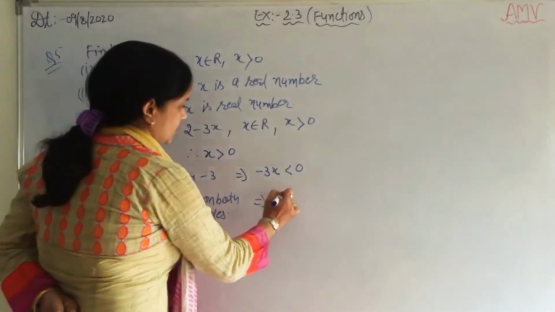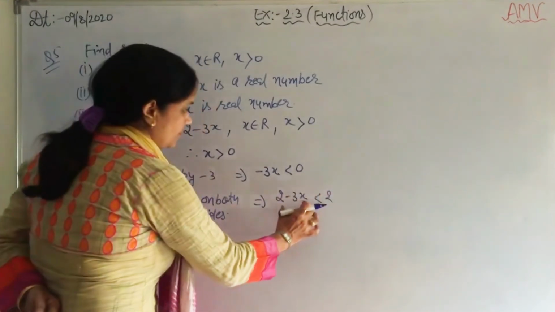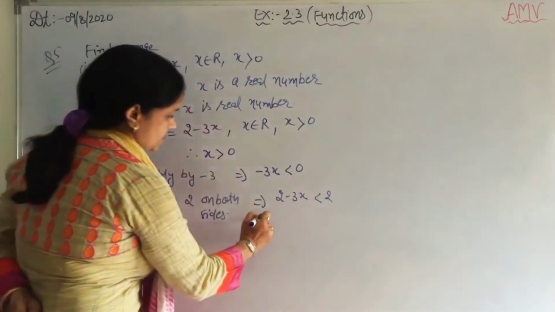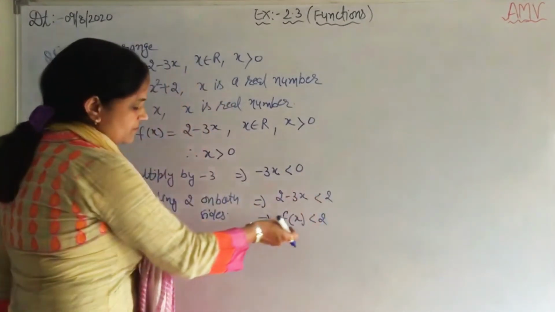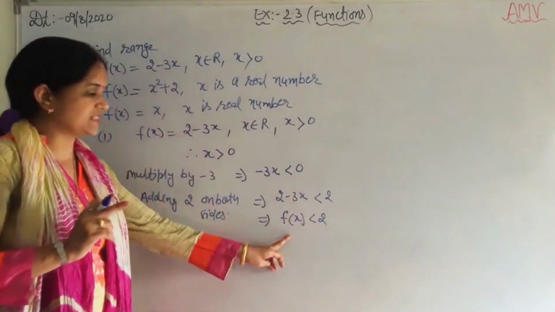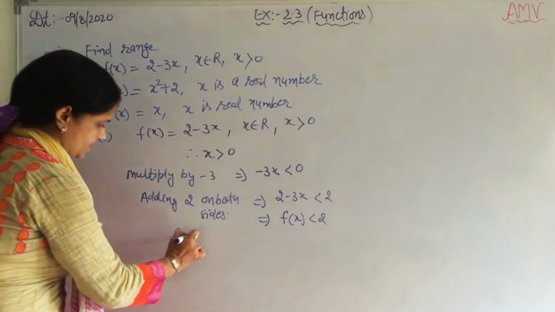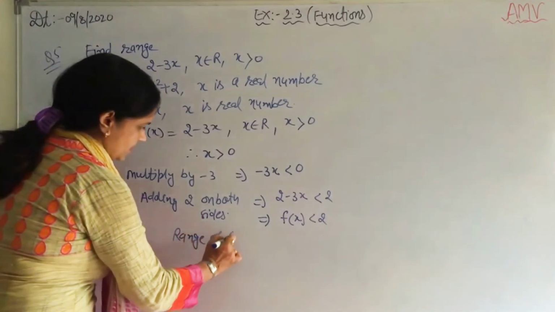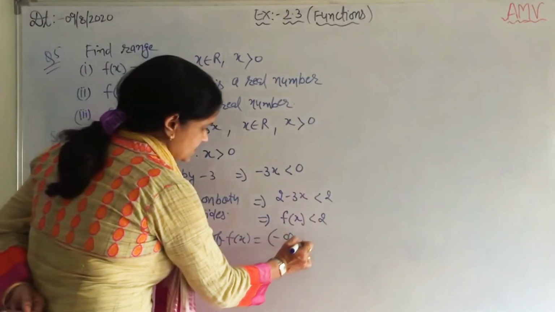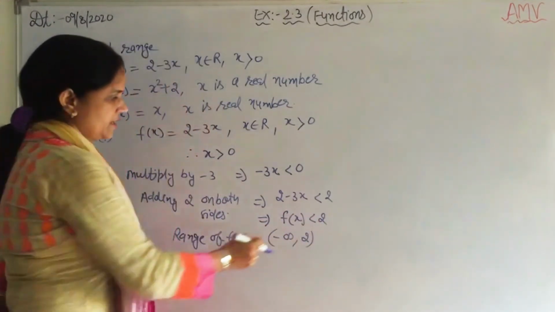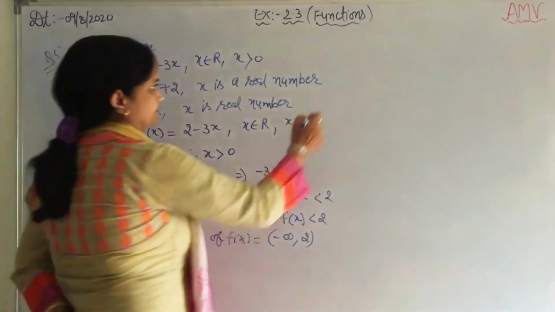We will get 2 minus 3x less than 2. 2 minus 3x is the function. So f(x) is less than 2. Value of f(x) means range, image of the element. Therefore, range of f(x) is less than 2. It means minus infinity to 2. There is no equality sign, so don't write closed interval.